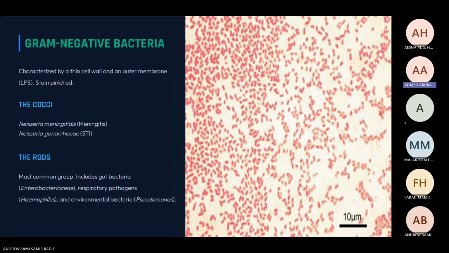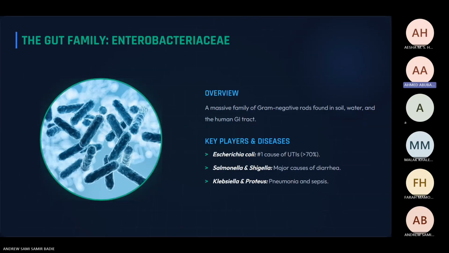So let's zoom in on one of the families, which is the Enterobacteriaceae. Enterobacteria are gram-negative rods which live in the gut, and from the name, entero, it's related to the GIT. They are found everywhere, in the soil, the water, and even in the human GI tract. They are responsible for many human diseases, like E. coli, which is the main player in this family and is responsible for about 70% of urinary tract infections.